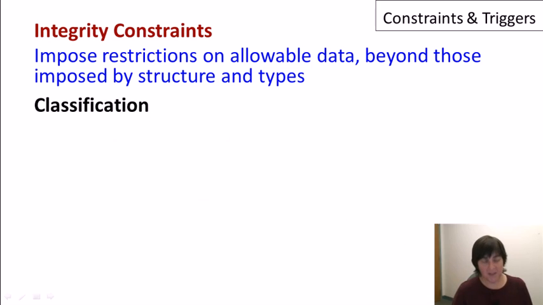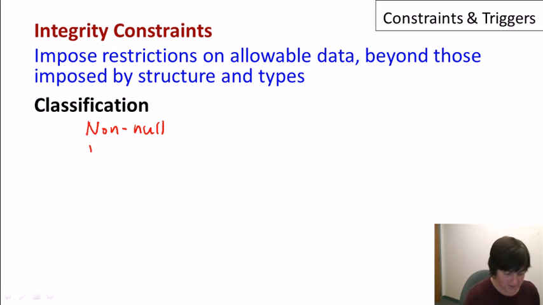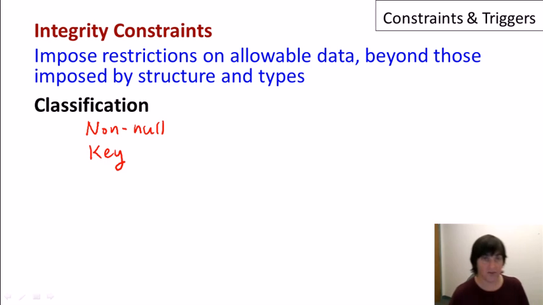So let me give a broad classification of the types of integrity constraints that are supported in database systems, roughly from simplest to most complicated. A common type of constraint is simply a non-null constraint, that values cannot take on null. Second type is key constraints. We've seen those already. So a column or set of columns must have unique values in each tuple.